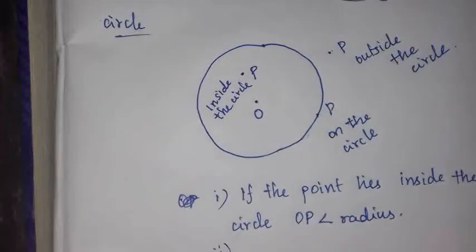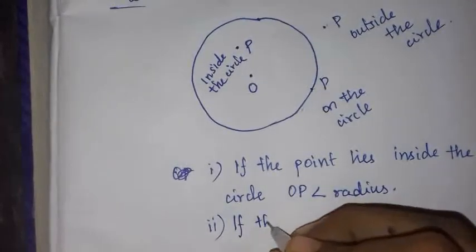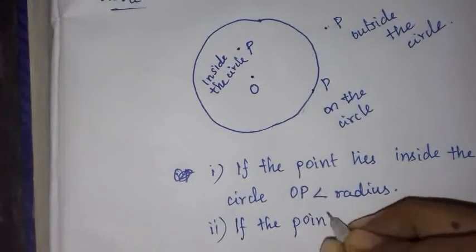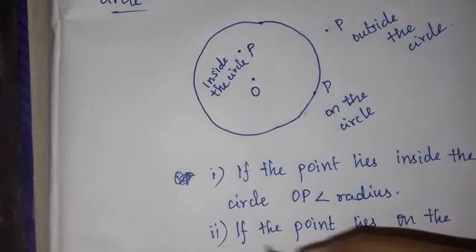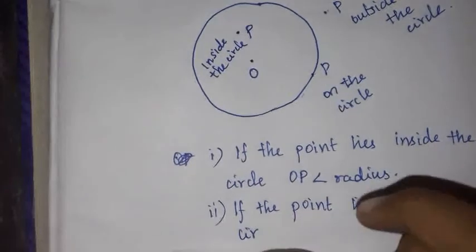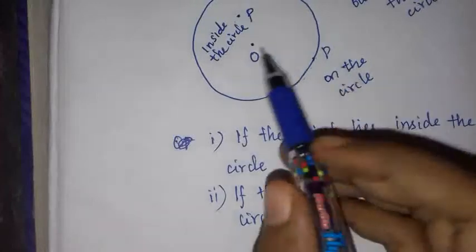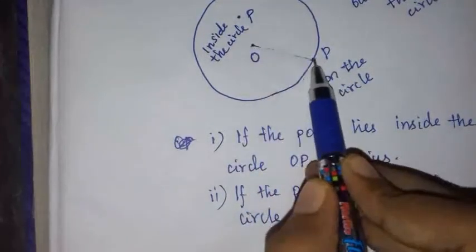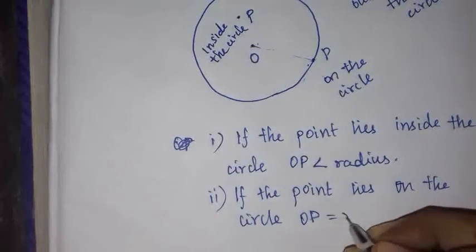The next one is if the point lies on the circle. On the circle means what? The distance OP is the radius. So OP is equal to the radius.